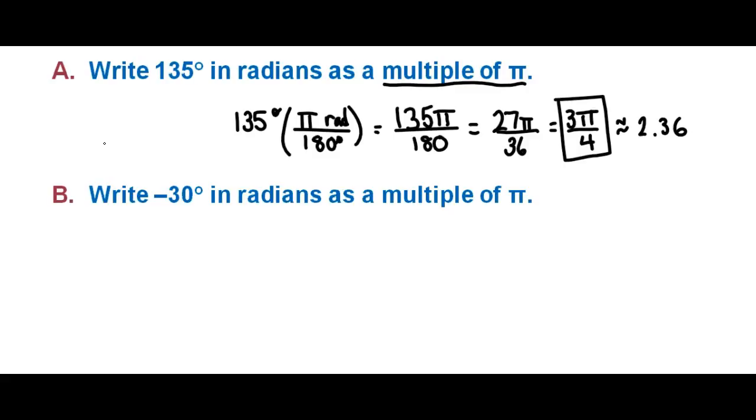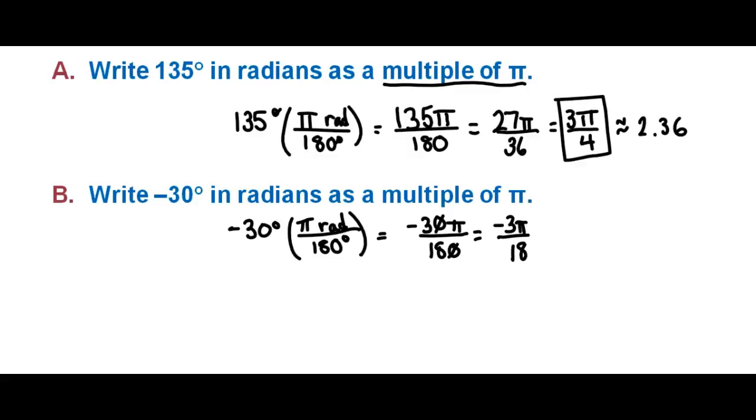For the second example, we're asked to do the same thing, convert negative 30 degrees to radians. We use that same conversion factor, pi radians over 180 degrees. That's going to give me negative 30 pi over 180. You can see that we can cross these zeros out and make it negative 3 pi over 18. Both are divisible by 3, so we can make that negative pi over 6. If you wanted to approximate that, that is about 0.52 radians.